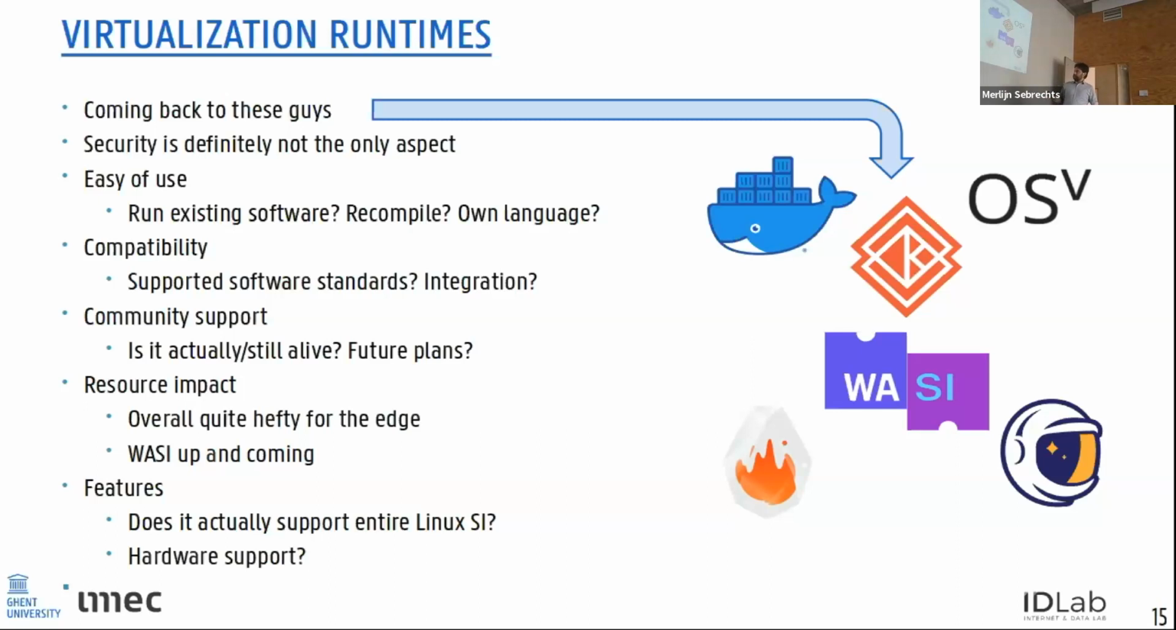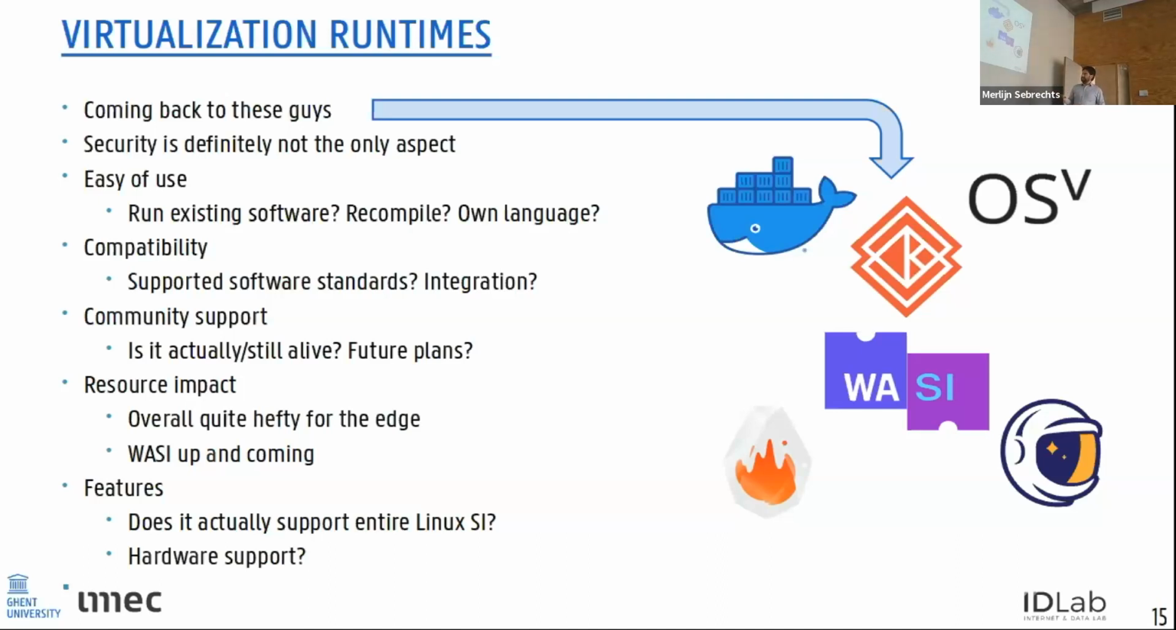Resource impact, like we saw a couple of slides ago. The resource impact is quite big for the edge, especially for microVMs. But there is an up-and-coming alternative, the WebAssembly System Interface, which is proving to be quite good in terms of performance and doesn't use a lot of memory either. One thing with WebAssembly, however, is that it's still under active development. There are some missing features, but it's definitely something to keep an eye on.